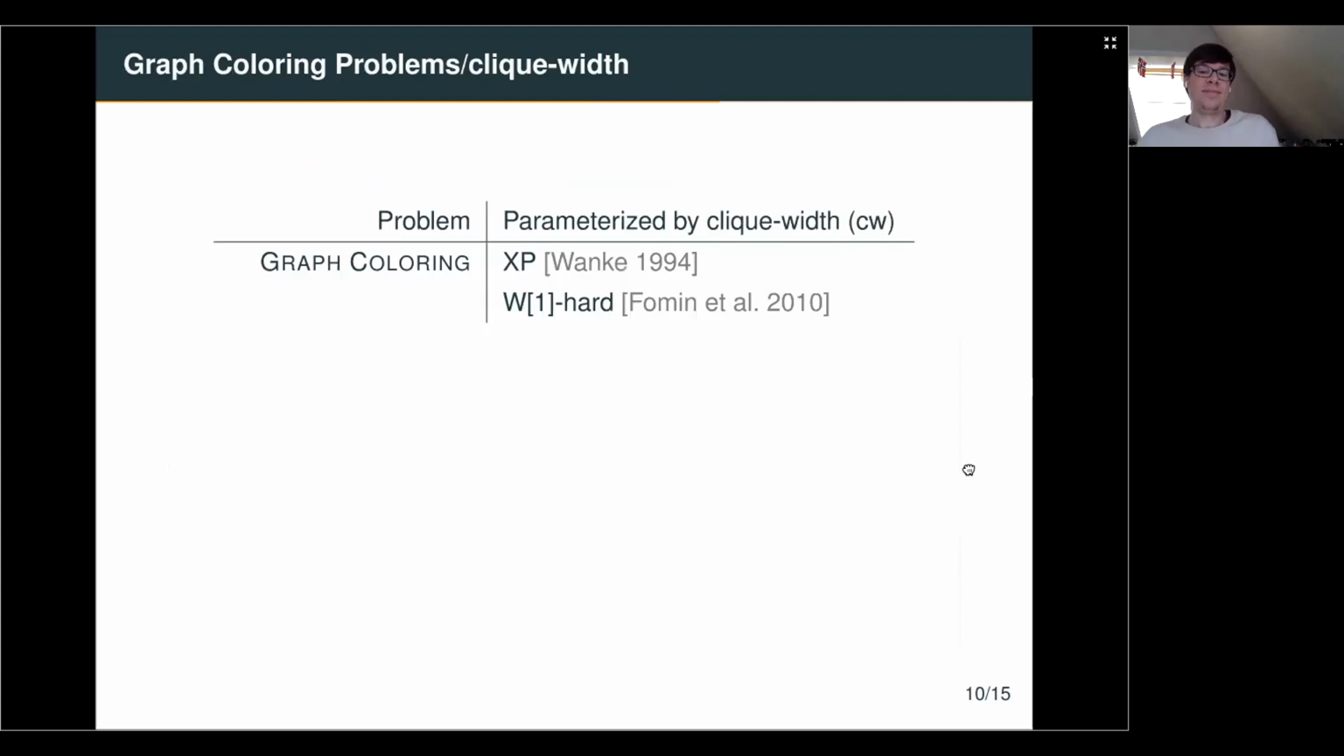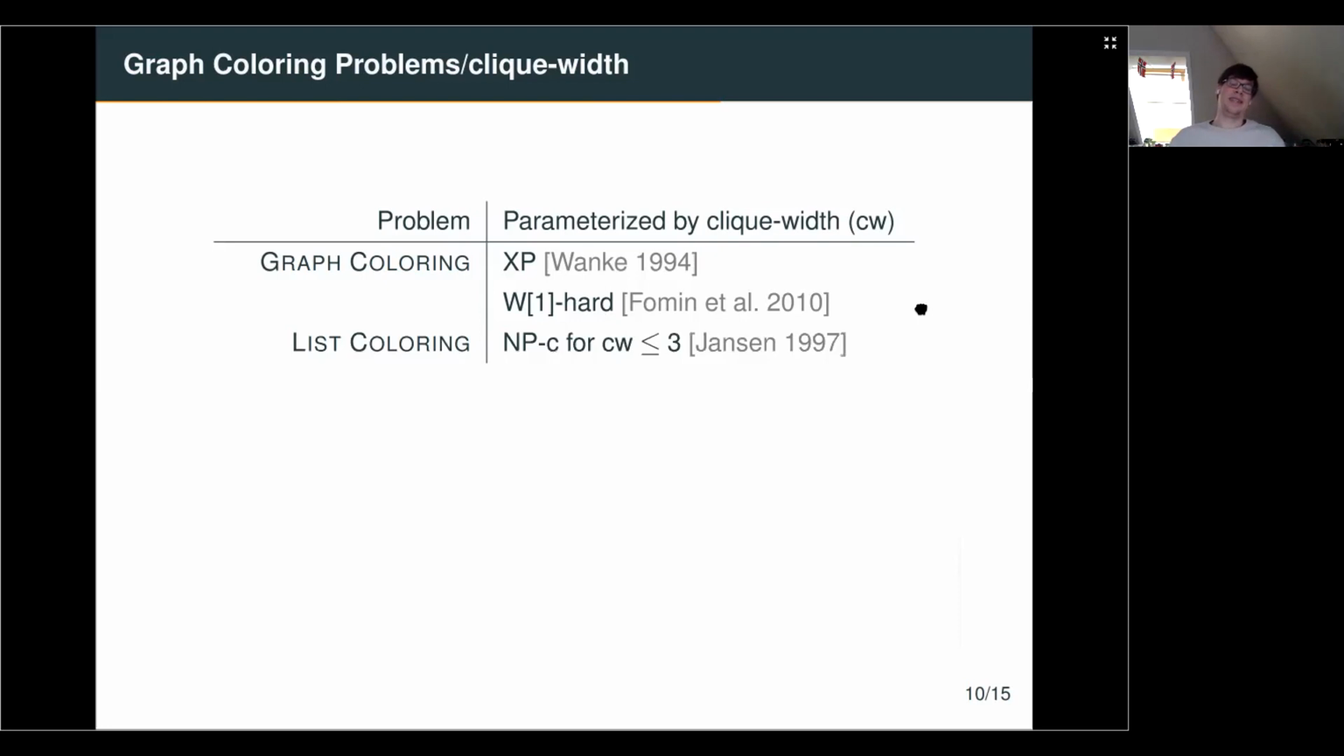So one thing that I want to mention also is that several vertex coloring problems behave very differently when we parameterize by Clique-Width. So the most famous graph coloring problem has been shown to be XP time solvable already in 1994, and it was shown to be W1 hard in 2010.